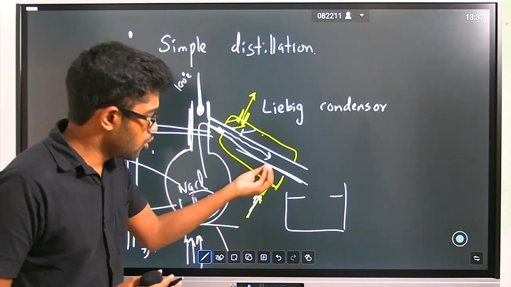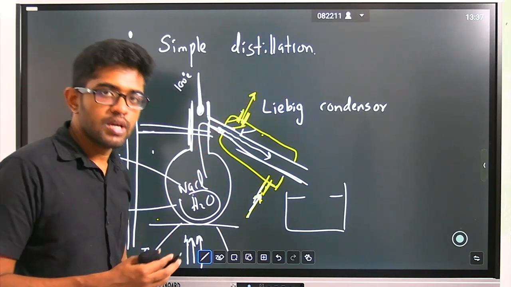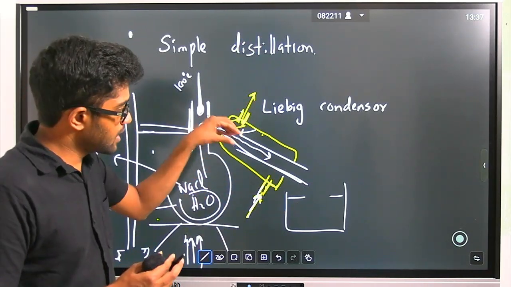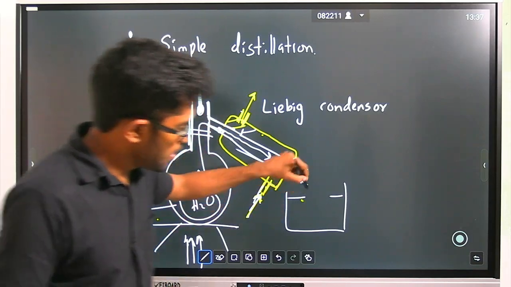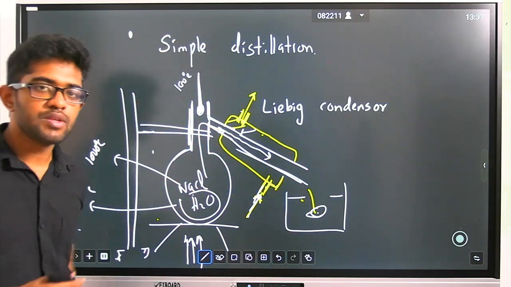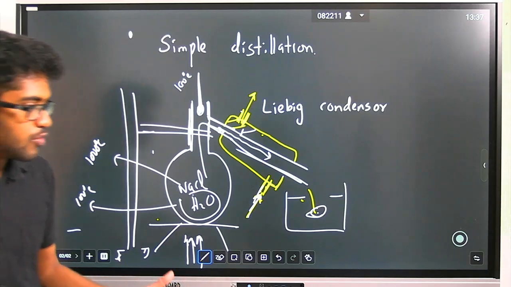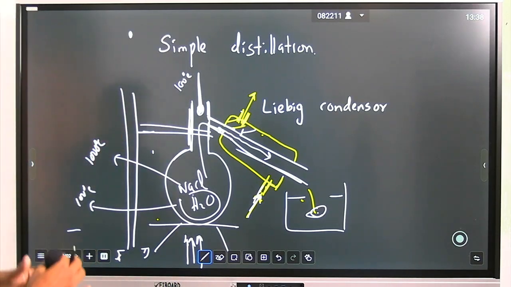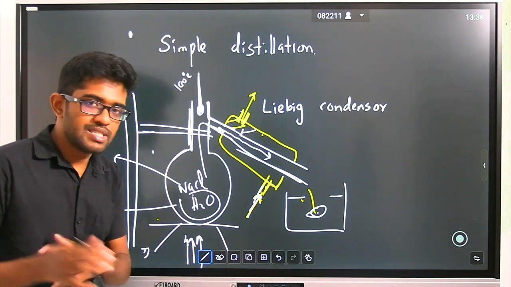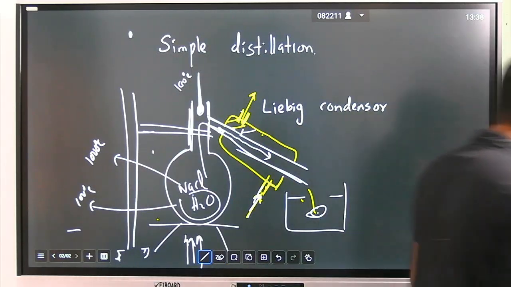So if you enter cold water from here, hot water will be emitted. That energy will be entirely absorbed, making this gas a liquid, and that liquid will be poured here. So you can collect the water from here. That's how it generally happens, right? The basic idea, but it's a little bit different than that, right?